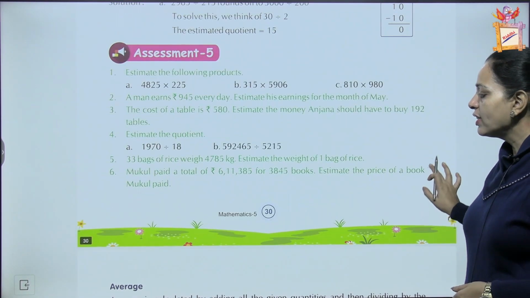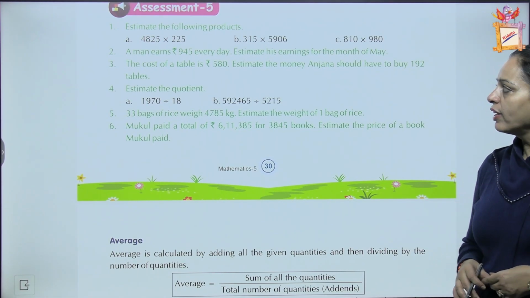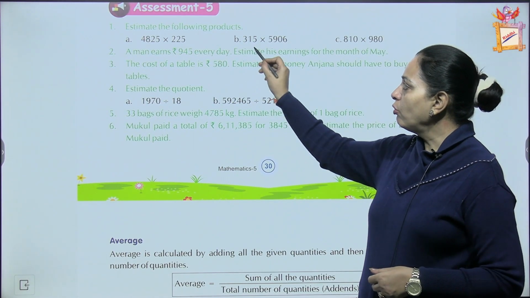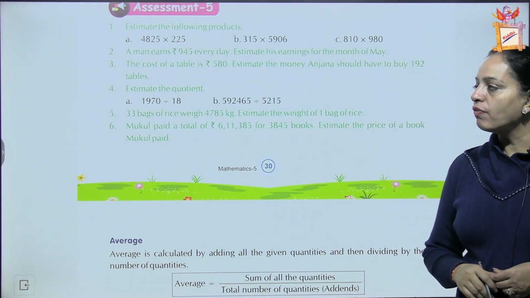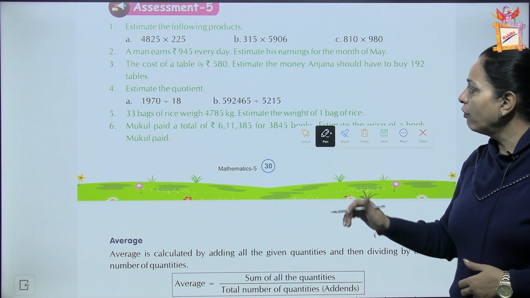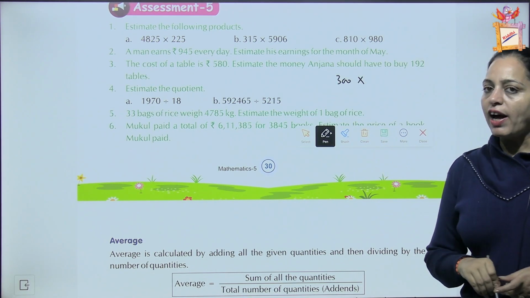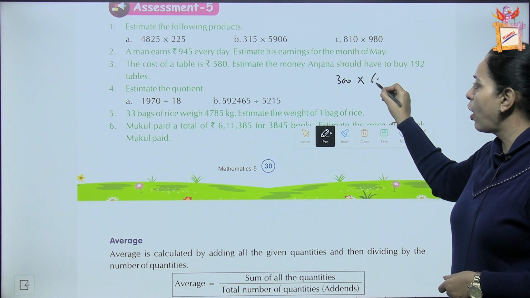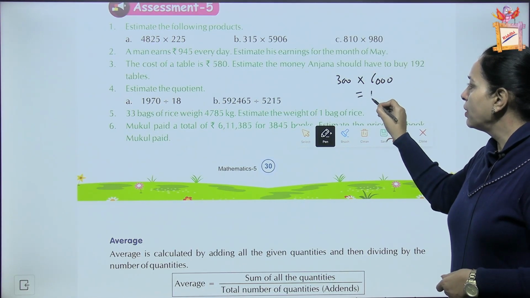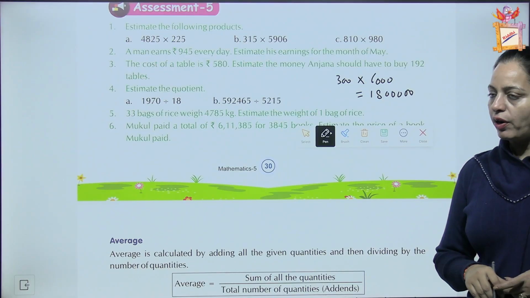Okay. Now assessment 5. Question number 1. Estimate the following products. Here B part, 315 multiplied by 5,906. So 315 around 300, 5,906 around 6,000. So multiply 18 and 5 zeros, right?